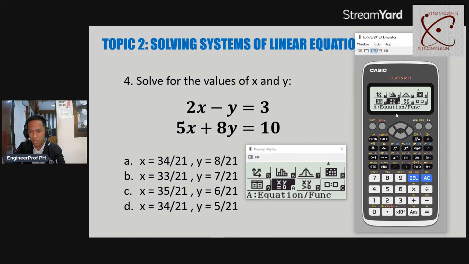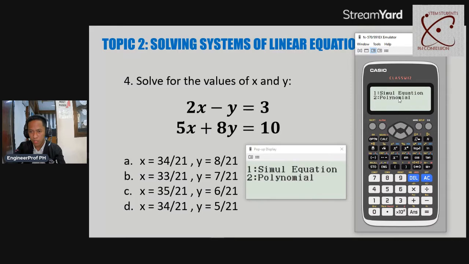So, A. Yung ating shortcut for this is A. Di ba, pag press natin, okay, off muna natin, AC. Press natin si menu. If you press A, automatic, pupunta ka ng equation. Or you can just navigate. Pwede mong gawin. Ayan. Set lang muna natin. You can just press A or you can navigate.